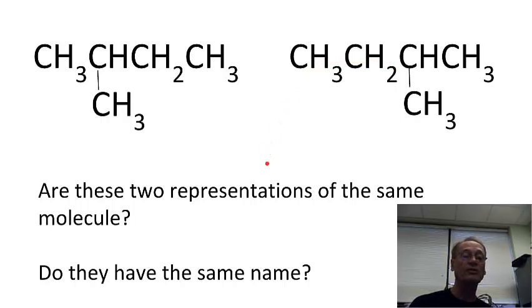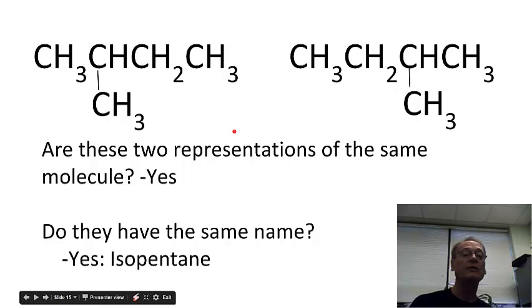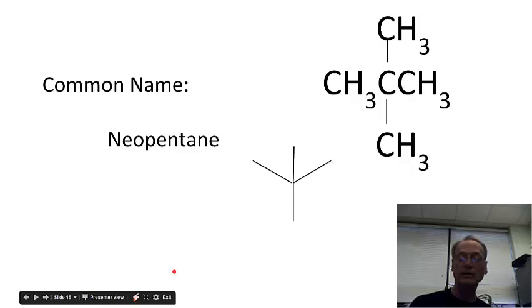The question is, are these two representations of the same molecule? Answer, clearly yes. If you just take the one and turn it around backwards, then you get the other one. Do they have the same name? They have to if they're the same compound. So in fact, they are both called isopentane. And that's there just to illustrate the fact that just because we draw it backwards doesn't make it a different compound. Okay, and then finally, here's neopentane, common name you need to know.